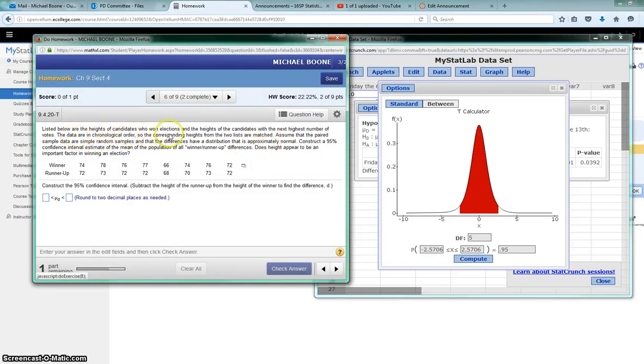Are the heights of candidates who won elections and the heights of the candidates with the next highest number of votes paired? So this was one particular election. This was a different election that was going on. Because again, on this one, the runner-up was taller. But it looks like a lot of times the winner is taller. Maybe the taller, the more power they seem to have. But each election race is what matches them up and makes it a paired t-test.